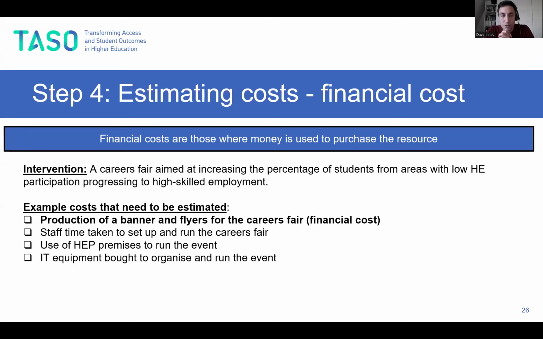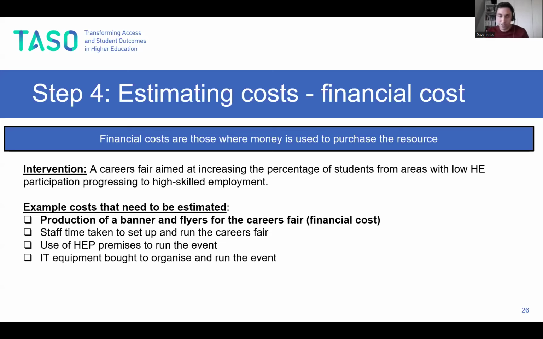And this I will talk through just drawing on one example. I want you to imagine you've run an intervention, and that is a careers fair aimed at increasing the percentage of students from areas with lower participation progressing to higher skilled employment. For example, you've identified there are 4 key types of cost that you need to include in the economic evaluation. The first is producing a banner and flyers for the careers fair. Second, staff time taken to run and set up the careers fair. Thirdly, using the HEP premises to run the event. And fourthly, buying IT equipment to organise and run the event.